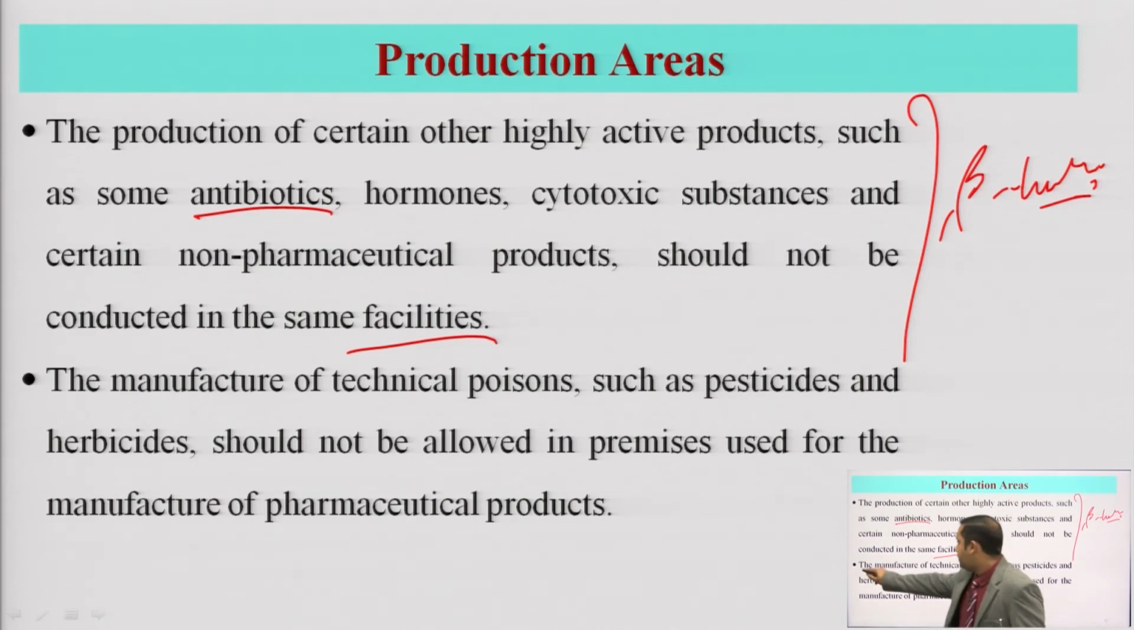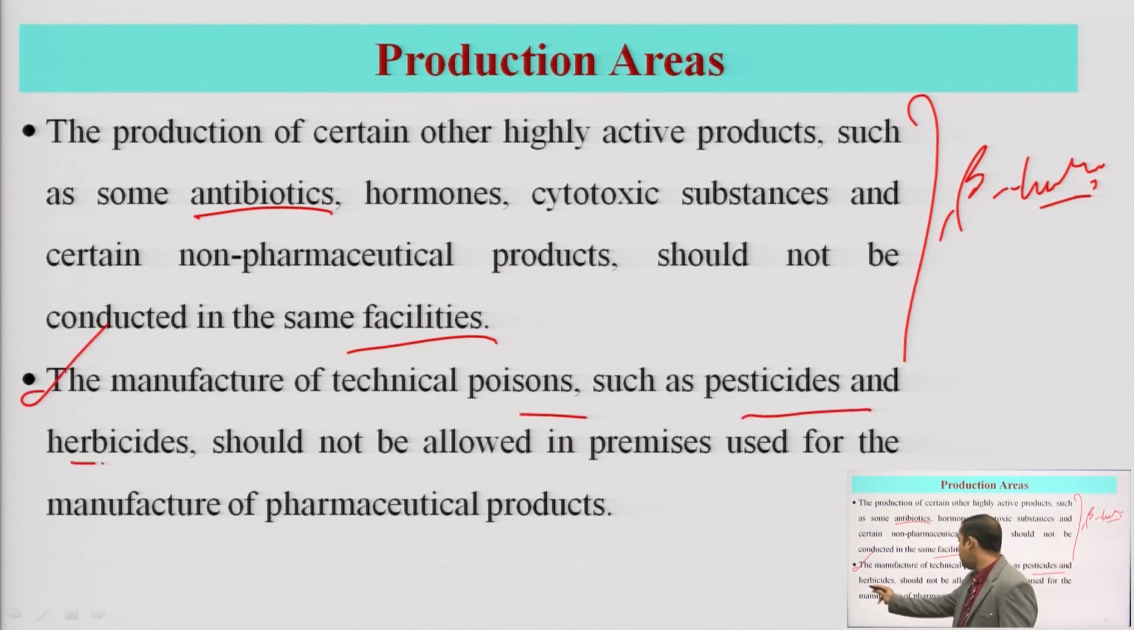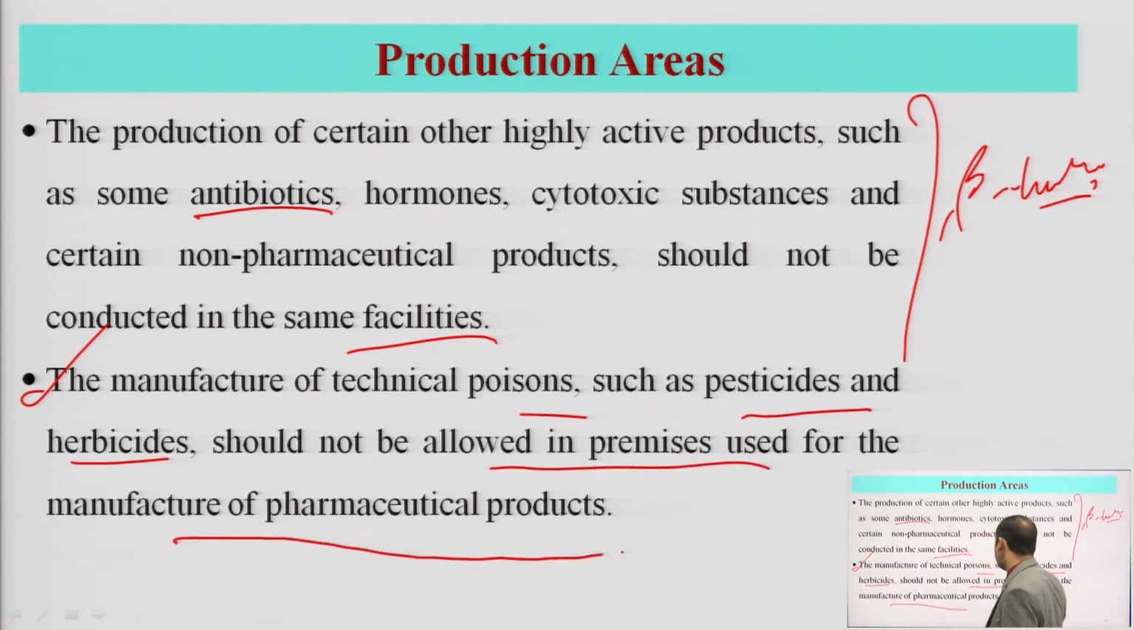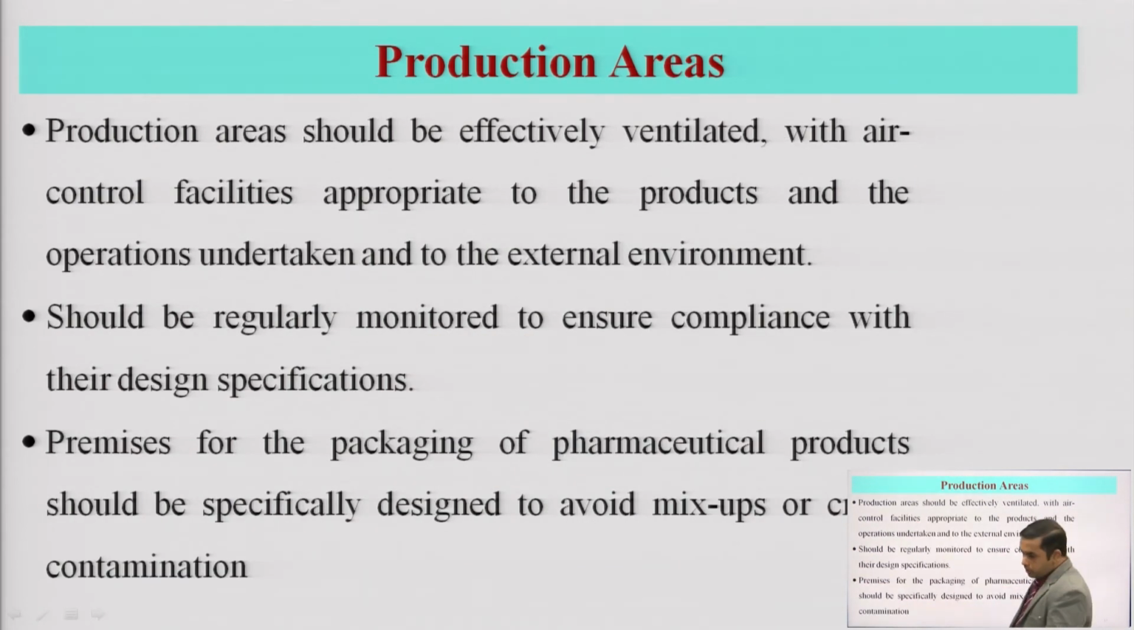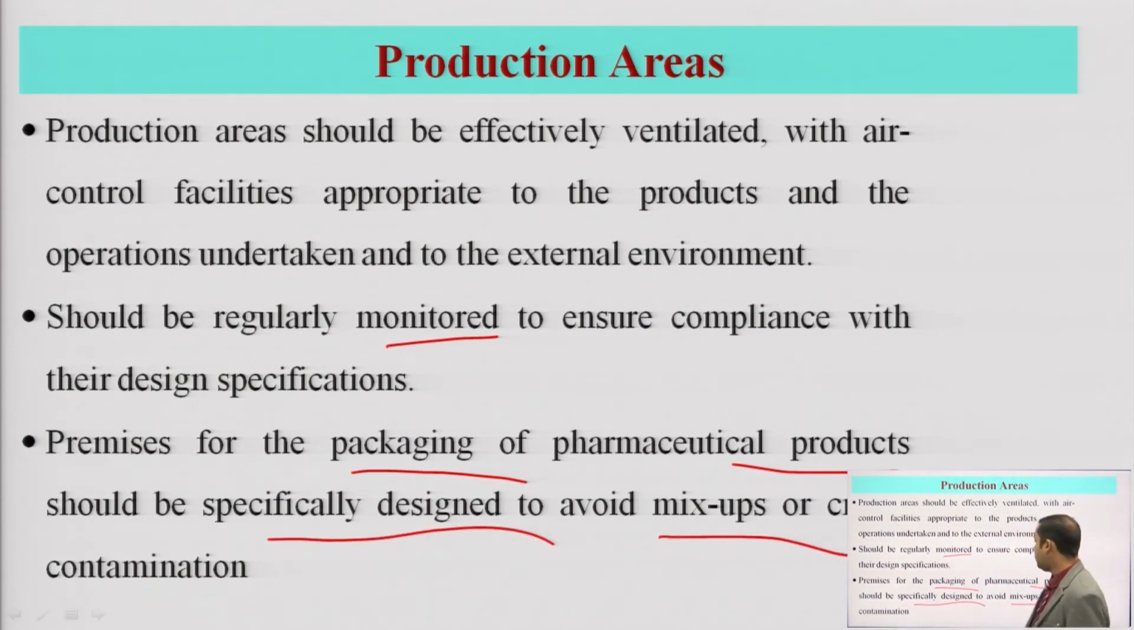The manufacture of technical poisons such as pesticides and herbicides should not be allowed in the premises used for the manufacturing of pharmaceutical products. The production area should be effectively ventilated with air control facilities appropriate to the products, the operations undertaken and the external environment. It should be regularly monitored to ensure compliance with the design specifications, and premises for the packing of pharmaceutical products should be specifically designed to avoid mix-up and cross contamination.